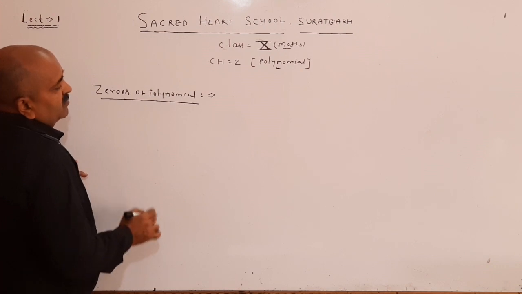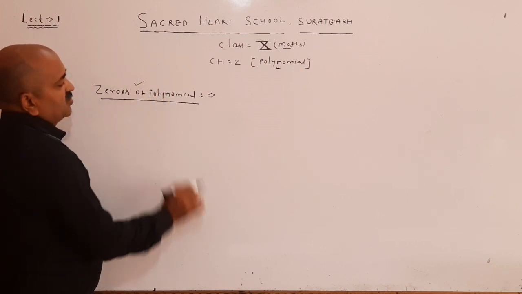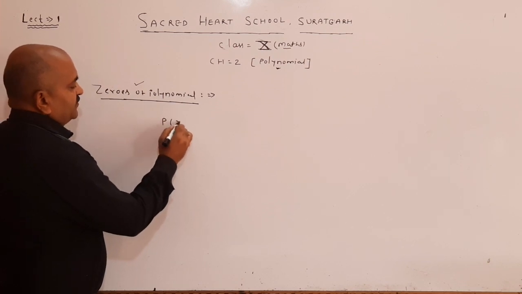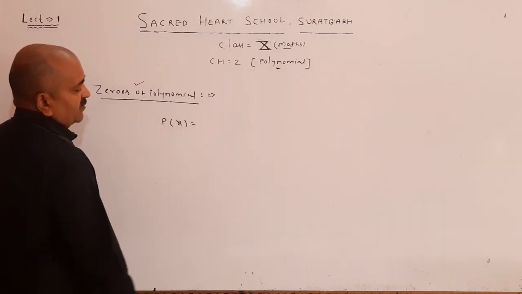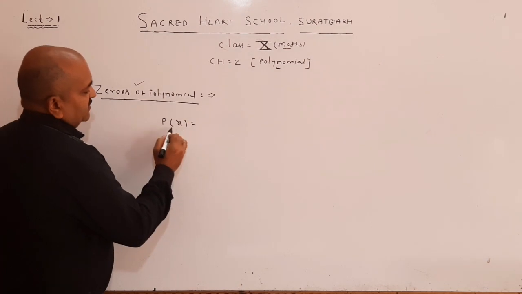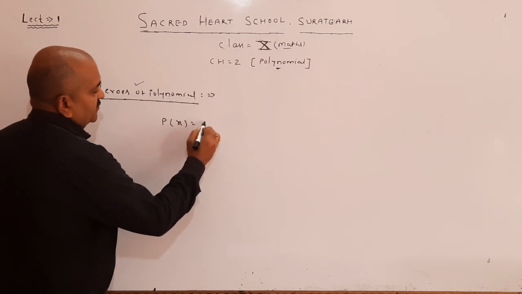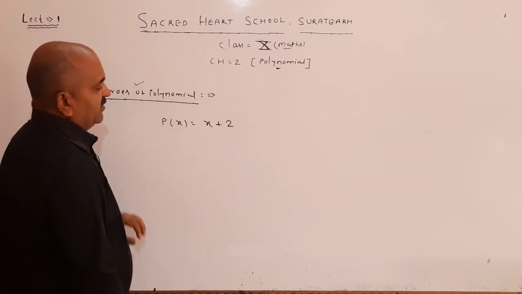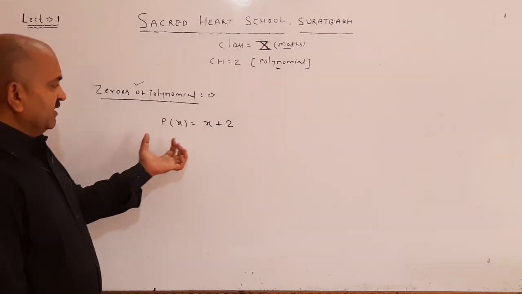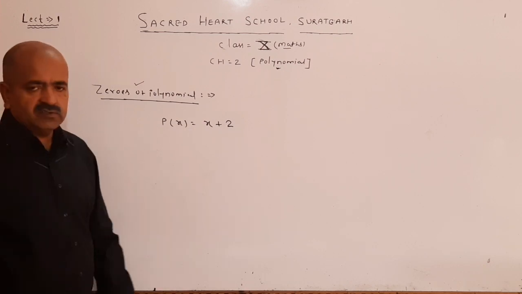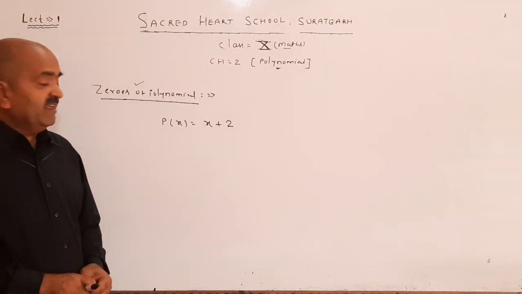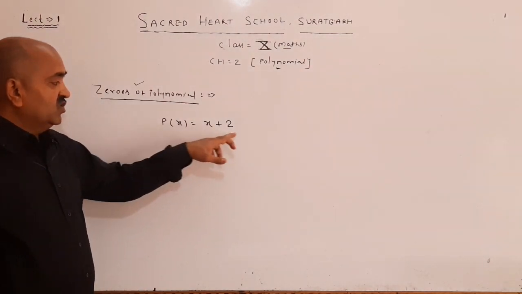So, students, now we find zeros of the polynomial. First we take an example of a linear polynomial. Suppose a linear polynomial p of x equals x plus 2. You read this question in class 9th also. p of x equals x plus 2. And in this question, we find the zeros of the polynomial.